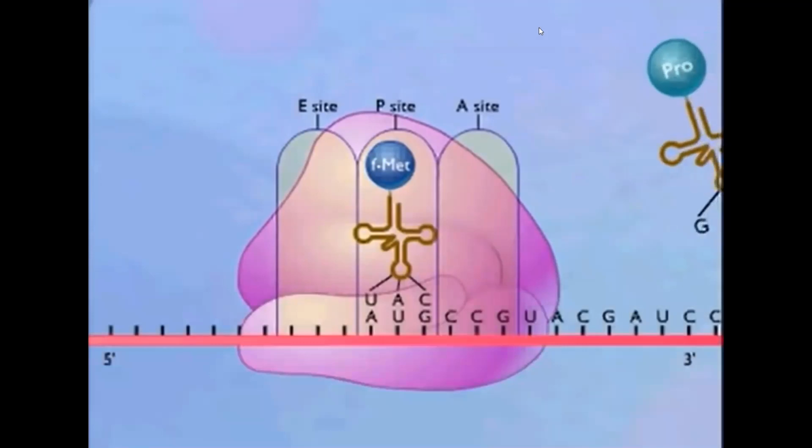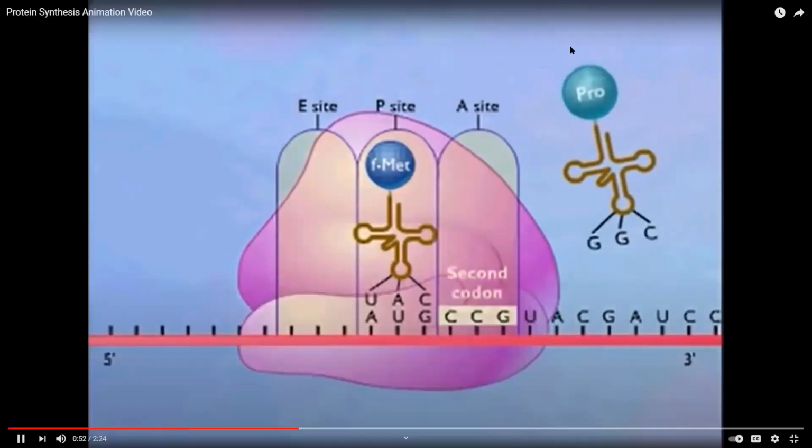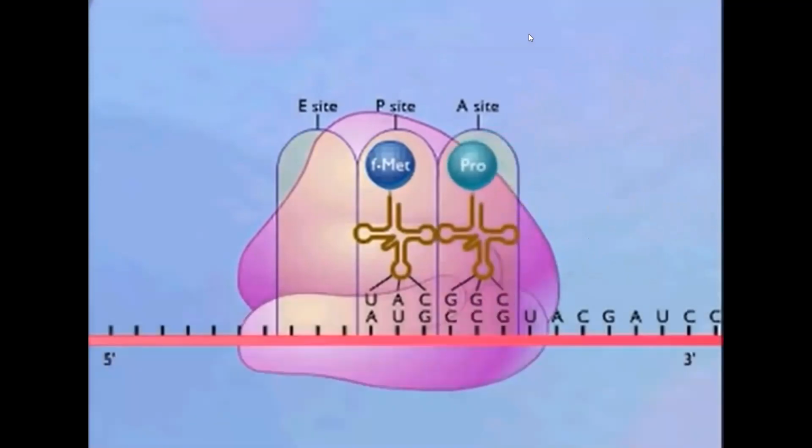The next transfer RNA that recognizes the next codon coming in, and carries the second amino acid, then moves into the A site. The formyl methionine carried by the transfer RNA in the P site is then joined to the amino acid carried by the transfer RNA in the A site by a peptide bond.